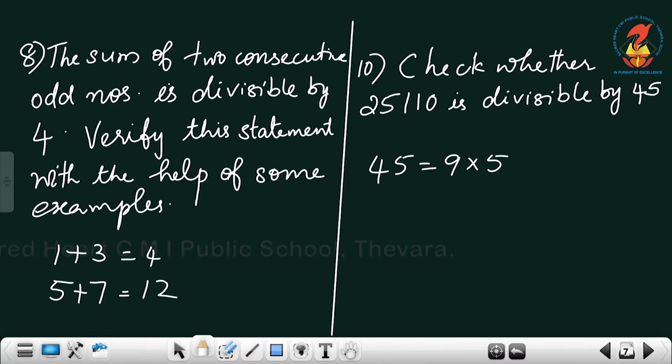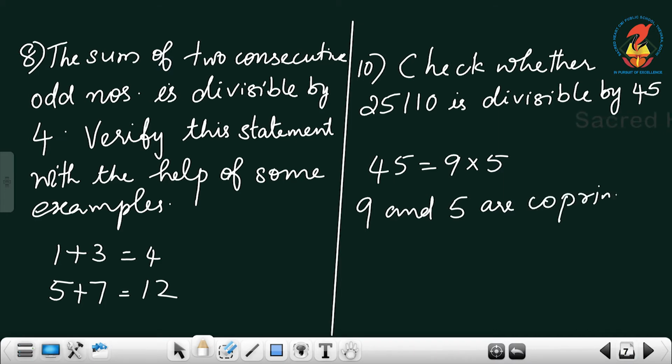Next, 10th question, check whether 25,110 is divisible by 45. Don't go for the long division method. Another way, we can write 45 as 9 into 5, where 9 and 5 are co-prime numbers. So what you have to check is whether 25,110 is divisible by 9 and divisible by 5. If it is divisible, we can say it is divisible by 9 into 5, 45.